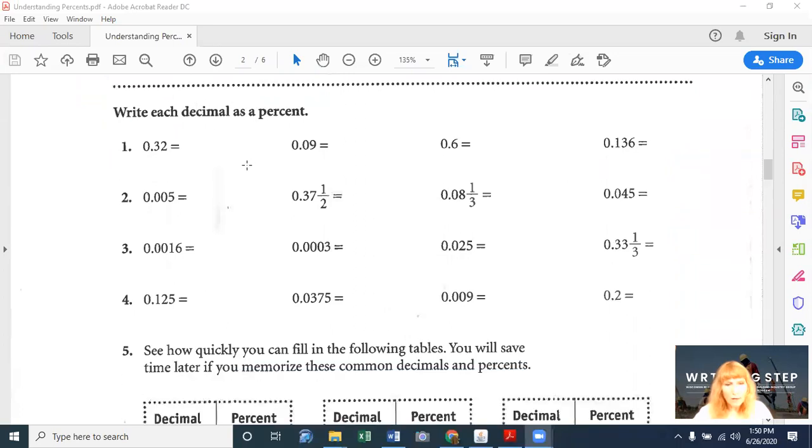Write each decimal as a percent. So on the first one, you're going to move your decimal 2 to the right. 1, 2. It becomes 32, and then a little percent sign. So 32%. This one, move 2 to the right. Now the decimal is after the 9, so the answer is just 9%. This one here, move the decimal 2 to the right. 1, 2. So you have to fill in your empty space with a 0. So the answer then is 60%.